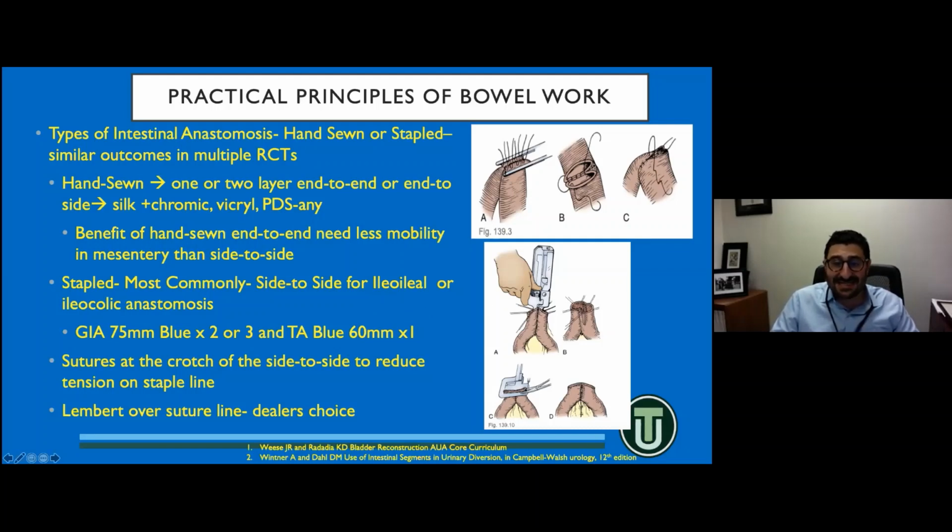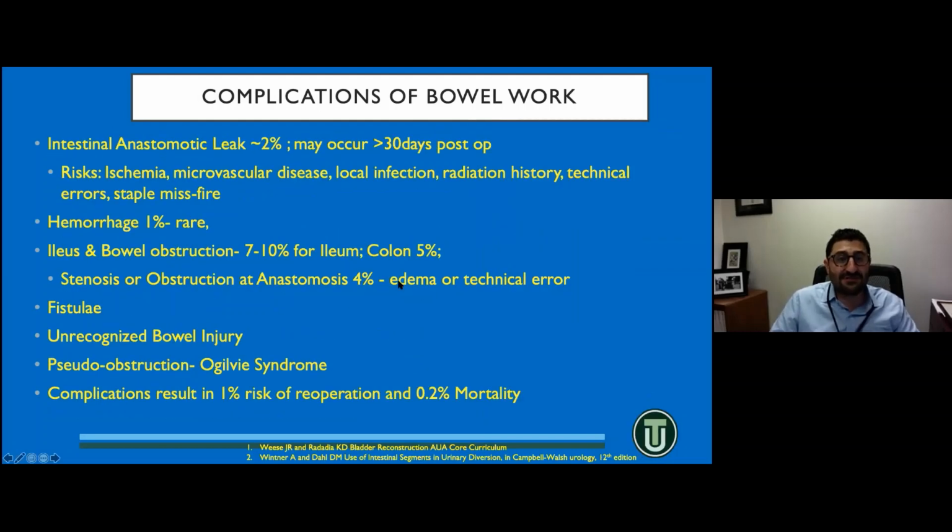For a side-to-side functional end-to-end anastomosis, which is most common, typically we use a GIA 75 with a blue load times 2 or 3, and then a TA 60. Put sutures at the crotch here to prevent tension at the staple line, and then Lembert it over to the end, which is dealer's choice.